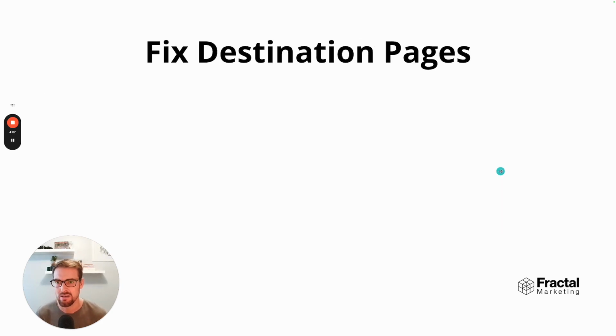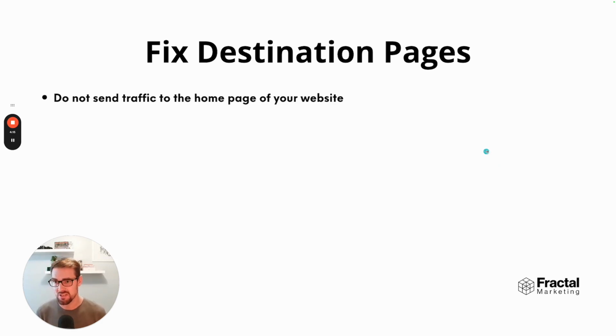Okay, finally, if you're still struggling at this point, we want to go in and fix those destination pages. So a common mistake that people make is they send the traffic to their homepage. We don't want to do this. We never want to send traffic to the homepage of your website. That's going to result in very low conversion rates, somewhere from 1 to 2%. We want to be aiming at least over 5% for a lead generation search campaign.